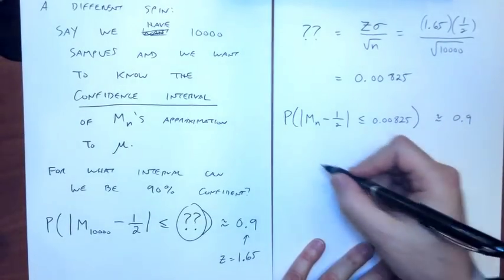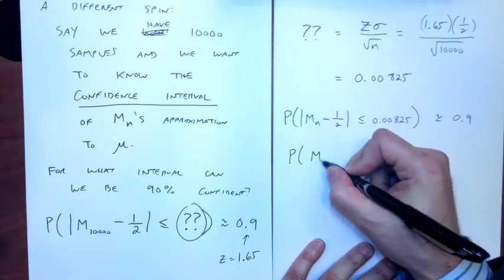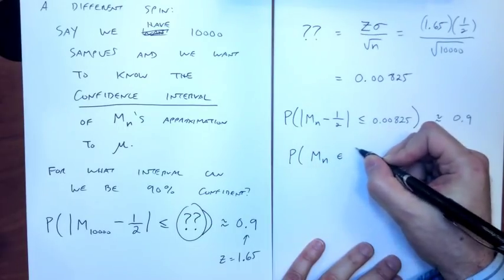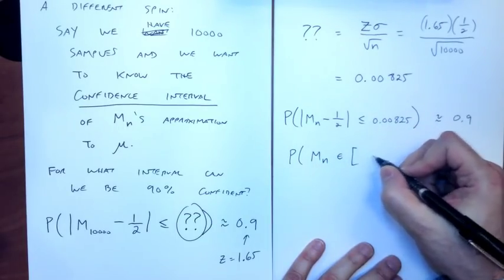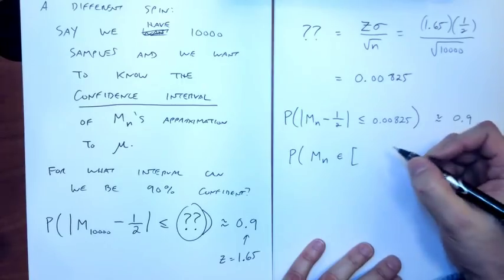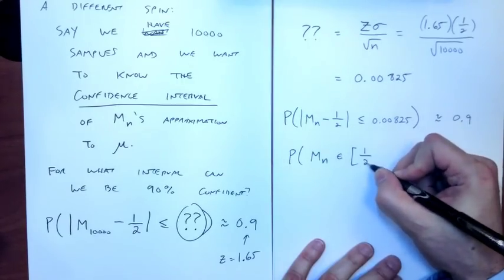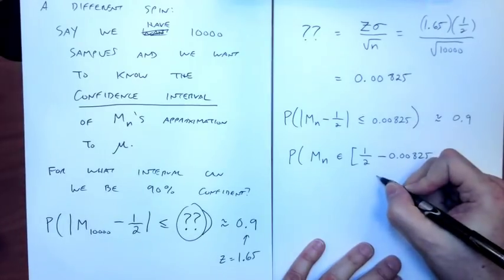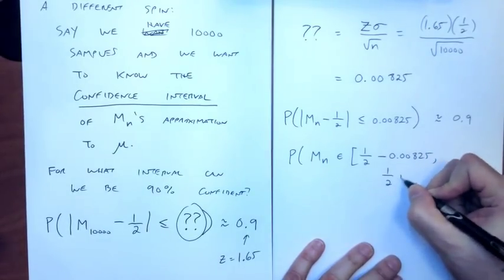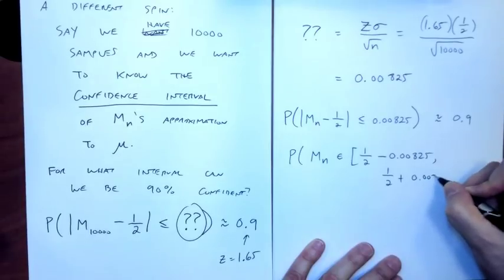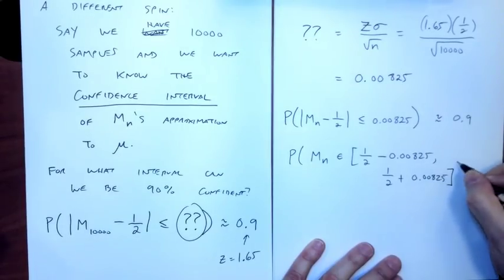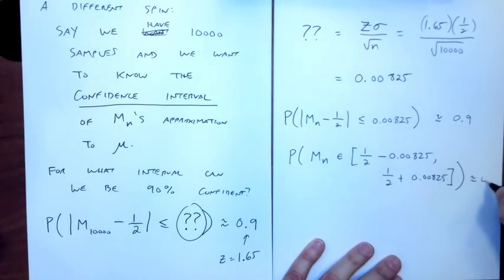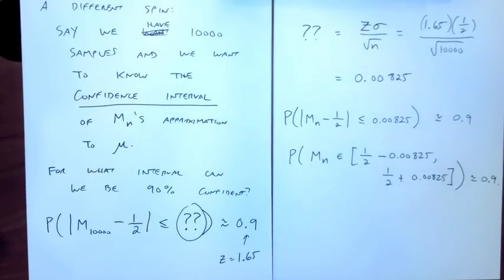Or putting it a different way, that's like saying the probability that the mean is within kind of 1/2 plus or minus this number. This is about 0.9. We're 90% confident that the mean is within that interval, okay?